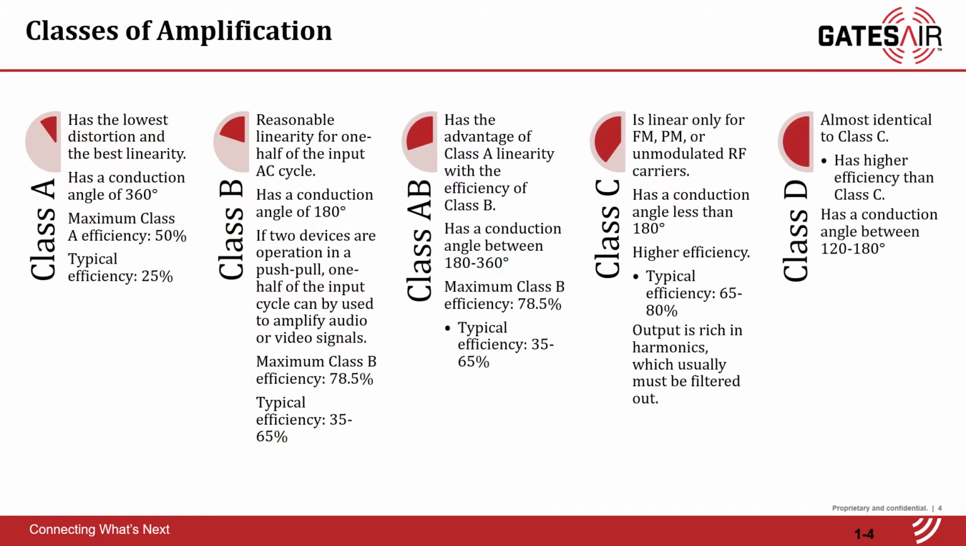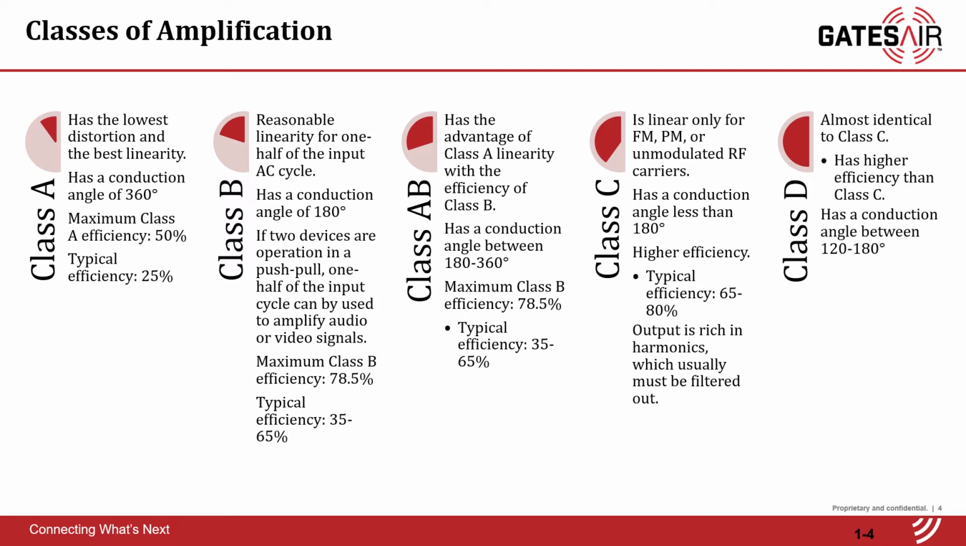Let's look at classes of amplifiers. Class A amplifiers are the lowest distortion, most linear amplifiers. They're conducting for 360 degrees, which means they are the least efficient. They make very good audio amplifiers. Class B amplifiers are conducting for only 180 degrees of conduction, which means they're reasonably linear and much more efficient. By themselves they cannot be an audio amplifier, but if two are used back to back, they are fairly linear with a little bit of crossover distortion.